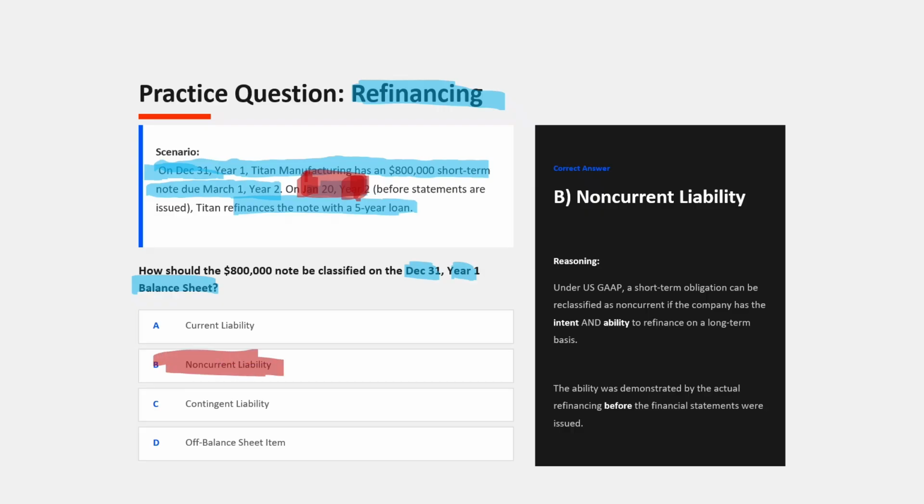The answer is the non-current liability, because under US GAAP, the short-term obligation can be reclassified as non-current if the company has an intent, which they did, they wanted to do it, and they have the ability to refinance it, which they demonstrated by actually refinancing before the financial statements were issued. This is one of the trick questions, but here they meet all the conditions.